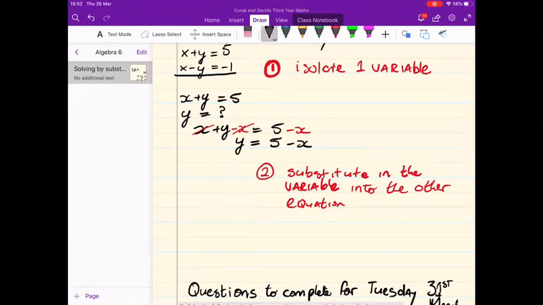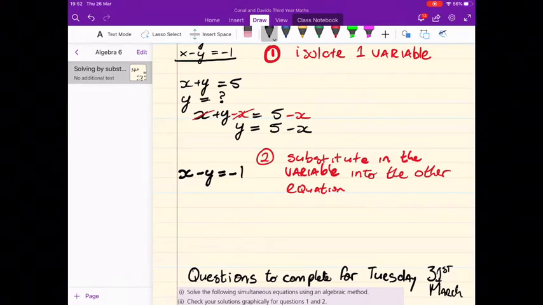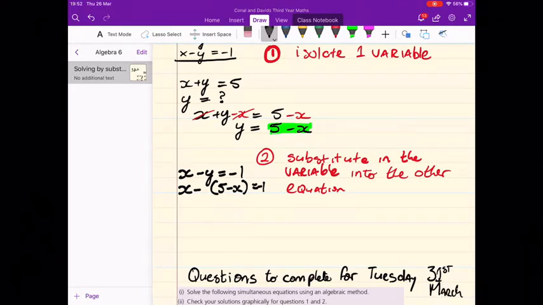Now if we look up here again, I started with x plus y is equal to 5. So that's the equation I used. I'm going to now have to use the other one, which is x minus y is equal to -1. So I want to substitute in y is equal to 5 minus x. So for me to substitute that in, I'll take any y I had, I'm going to replace it with a bracket. And inside that bracket goes the 5 minus x. Because we have said that y is equal to 5 minus x.